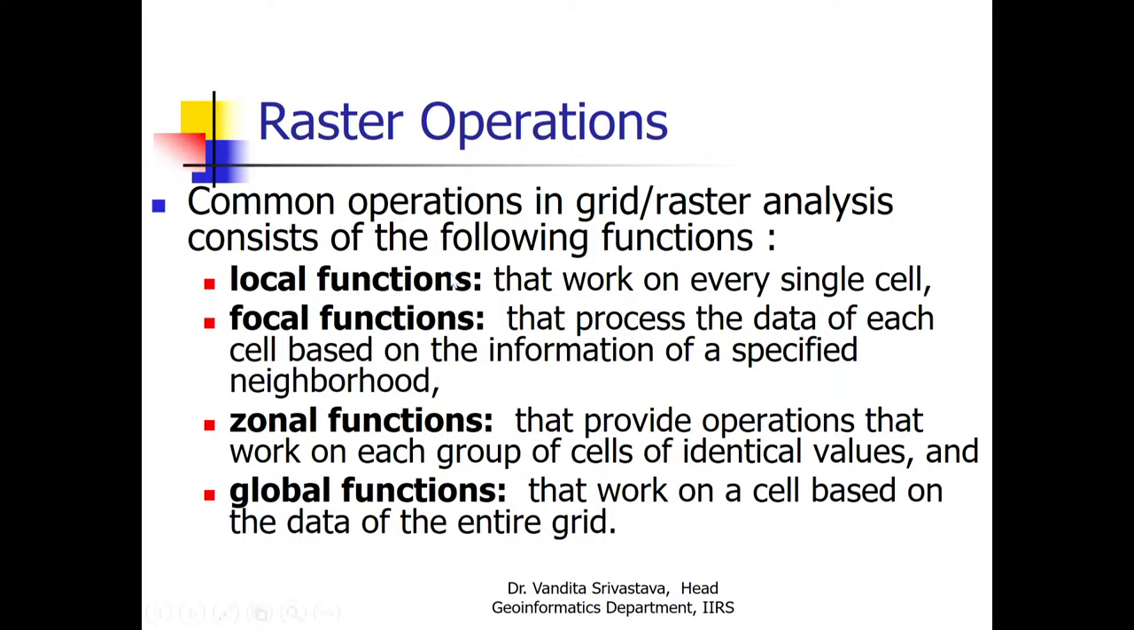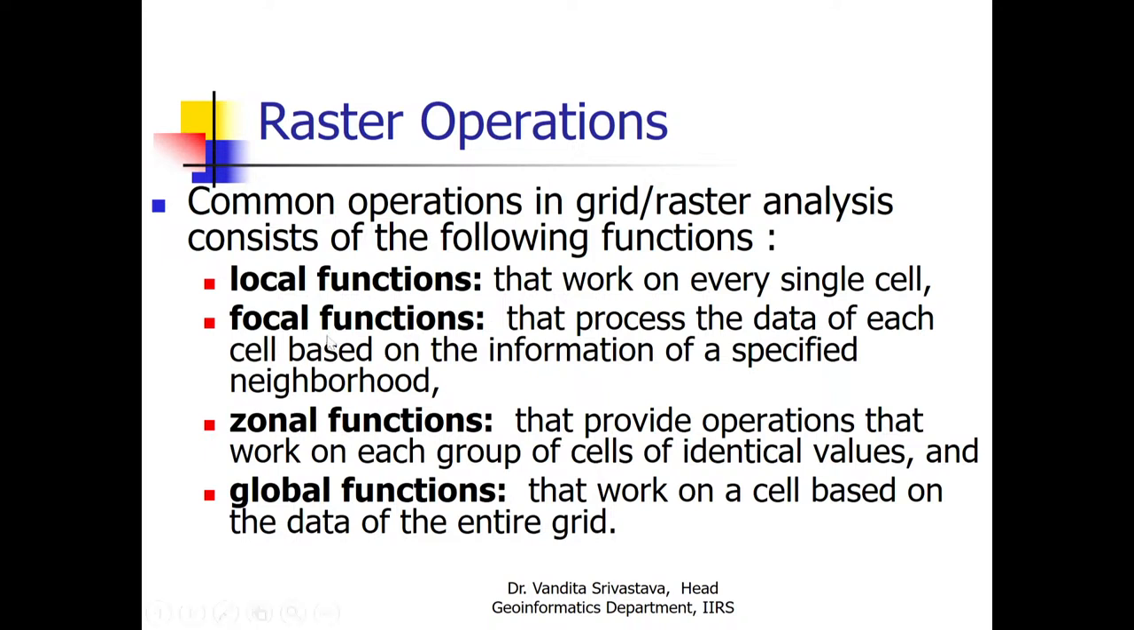So local functions are the ones that work on a cell by cell basis. I showed you already some examples like this NDVI, which is an example from image processing, but a similar thing you can do on the maps as well. So map A plus 10, map A plus map B, map A minus map B, all of these are performed on a cell by cell basis. So they are local functions.